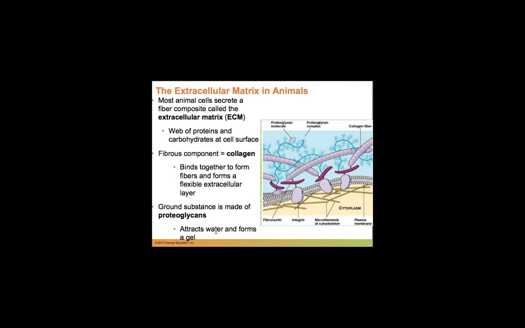Our plasma membrane is going to create an environment inside the cell. Our extracellular matrix is directly outside of that plasma membrane. It's composed of different proteins and sugars. Our major fiber is collagen. Collagen is going to form cross-links and form an overall extracellular layer that is flexible. We also have a ground substance. Our ground substance is going to attract water. Our ground substance is made up of the proteoglycans. Proteoglycans are hydrophilic, therefore they're going to attract water and form a gel.